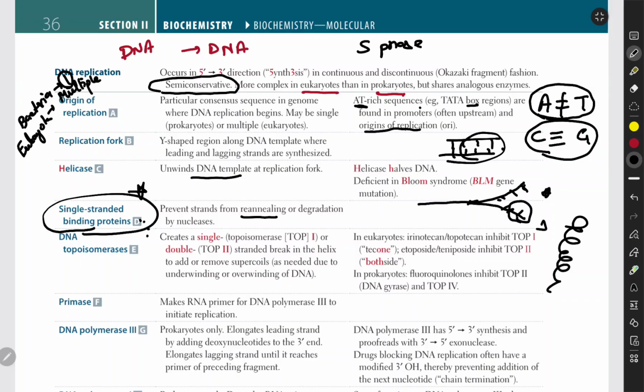Other than that, we have topoisomerases, because these separated strands tend to coil like this. For example, if this is coiled, how would DNA synthesis take place, right? So what they do is, for example, this particular thing is coiled, and they either create a single strand break like this.